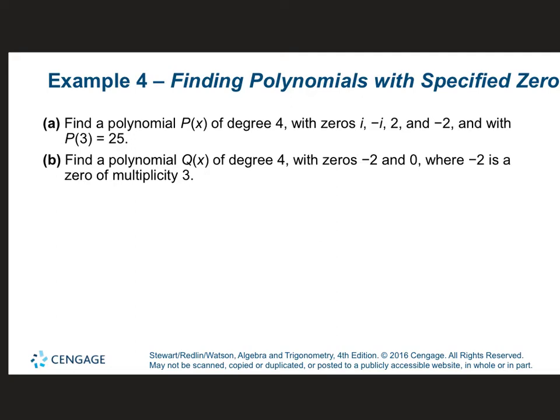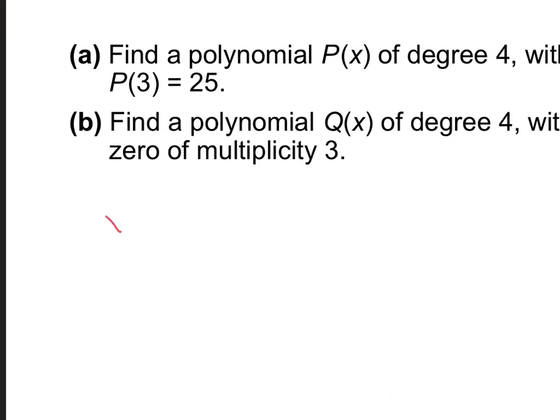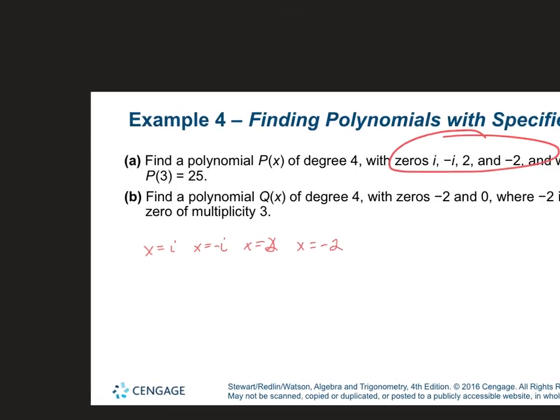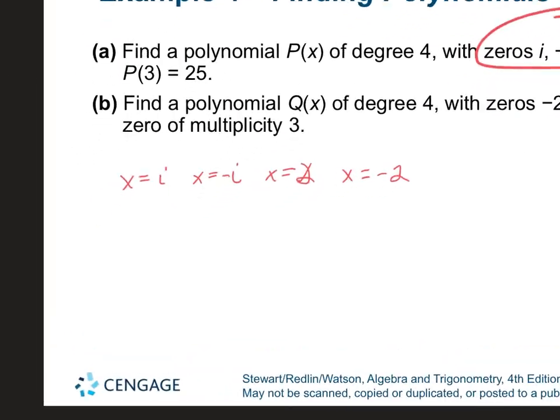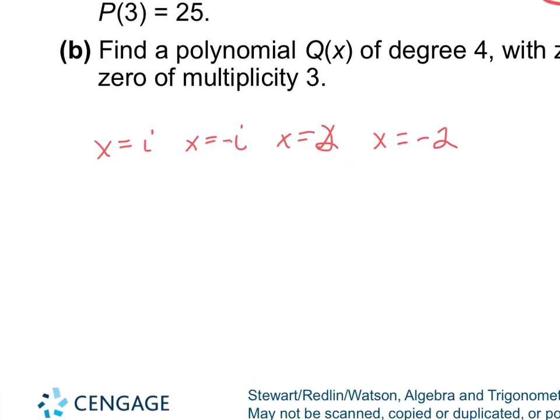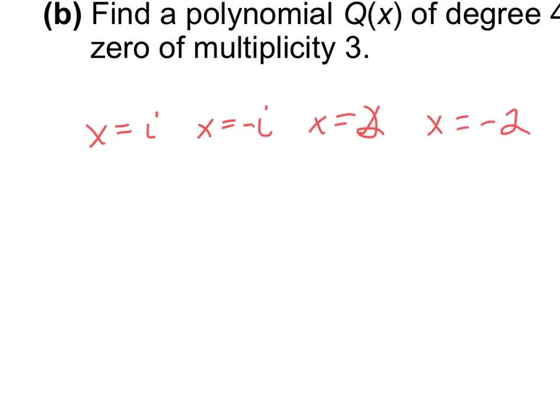Okay, so look at this question. The first one says zeros of. Okay, so I'm going to write out x equals positive i, x equals negative i, x equals positive 2, and x equals negative 2. Everybody understand that? They told me the zeros were right here, so I just wrote out x equals all of these. We talked about linear products the last few days. How would I write these answers as linear products? What would my parentheses look like?